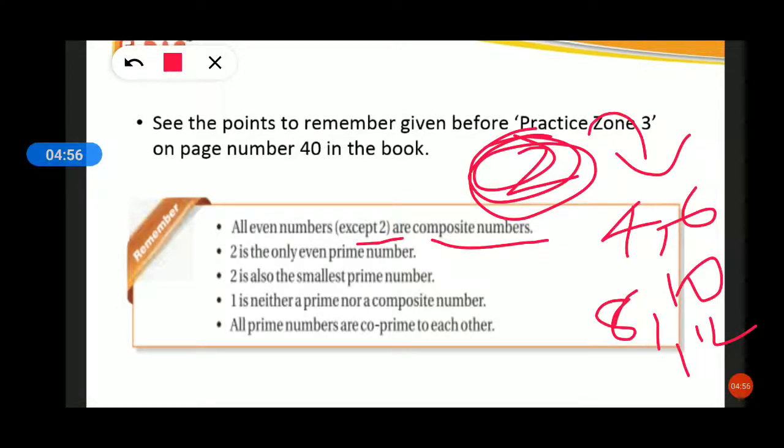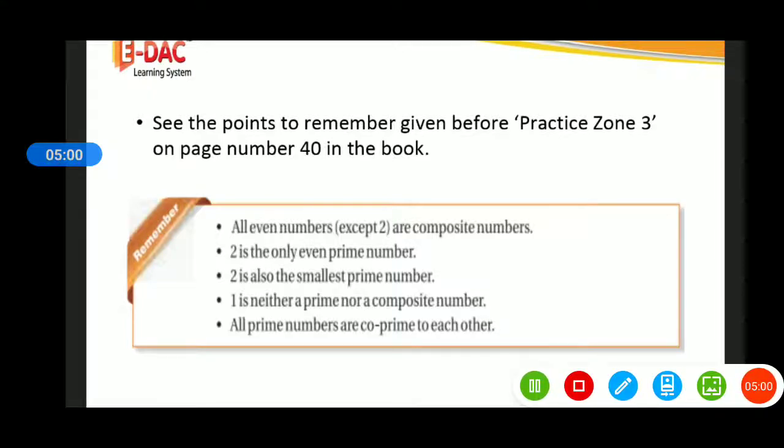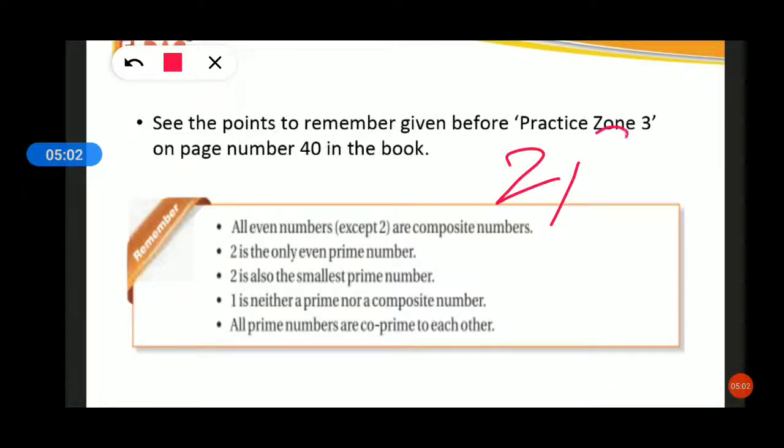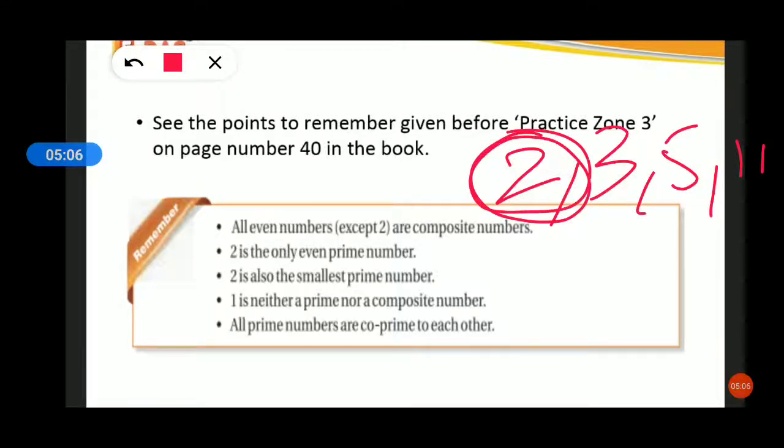Just remember this. 2 is the only even prime number. I have already said in prime numbers we have only odd numbers except 2. 2, 3, 5, 11 are prime numbers, but 2 alone is an even prime number. 2 is also the smallest prime number. Just remember, we will get it in a 1 mark question. 1 is neither prime nor composite. This will also be asked in 1 mark.